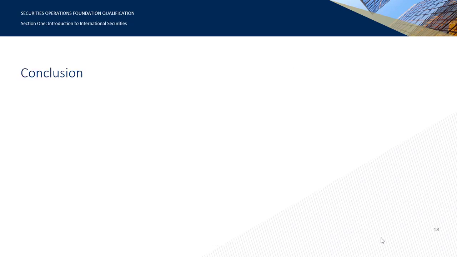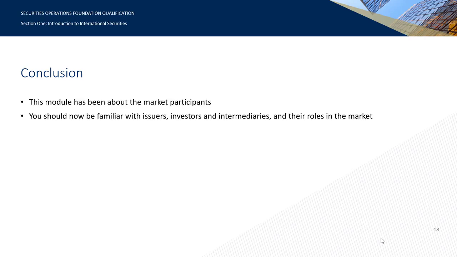Finally, let's conclude our module. We've been looking at market participants. We've been looking at issuers, investors, and intermediaries. You should make sure that you're happy with what they are, what they do in the flow of financial market products, and why they are in the market.